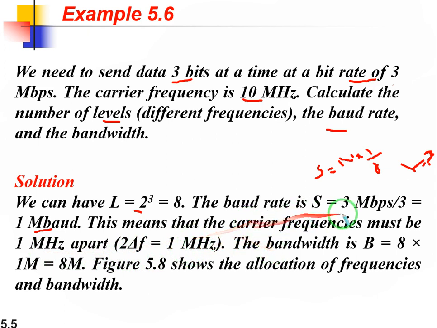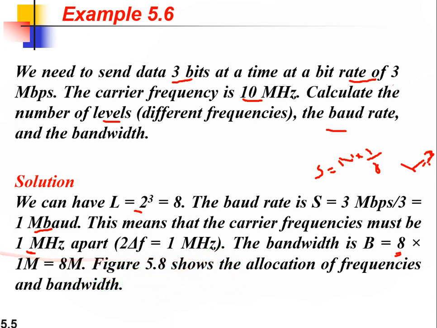So baud rate is known, and megabaud is known, just keep in mind the carrier frequency is 1 megahertz. So we need to find the bandwidth. For the bandwidth, keep in mind we have the carrier frequency, which is 1 megahertz, and we have the number of levels. So the number of levels multiplied by the carrier frequency will be 8 MHz. So your bandwidth is 8 MHz.